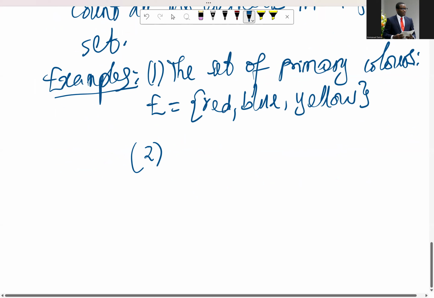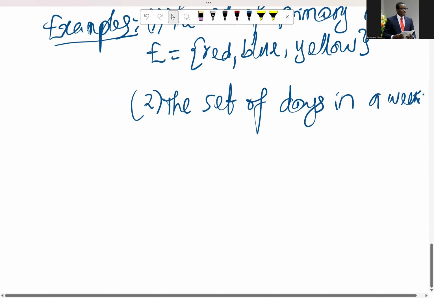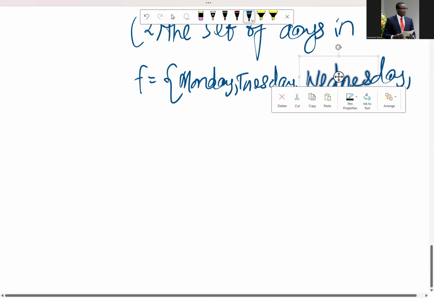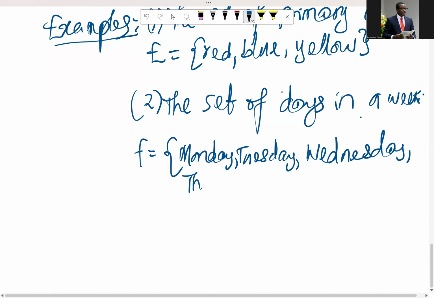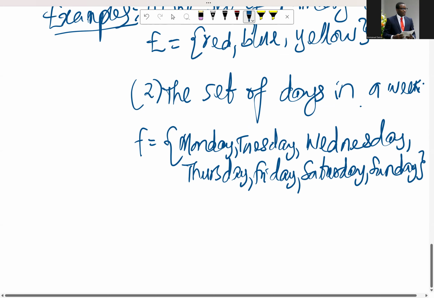Again, another one: the set of days in a week. We know all the days in a week, right? Because of that, the set is finite. So we say F is all of them: Monday, Tuesday, Wednesday, Thursday, Friday, Saturday, and Sunday. These are all the days in a week. You can count 1, 2, 3, 4, 5, 6, 7, so that set is also finite.